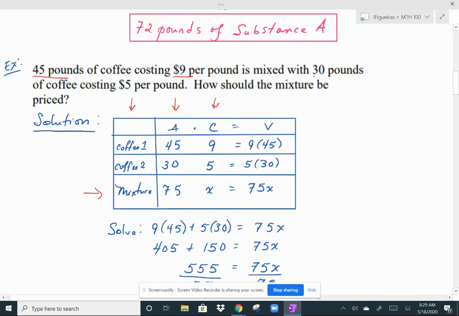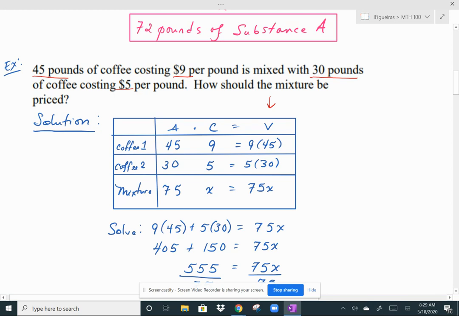And second coffee, we have 30 pounds of that costing $5. So that's the second row for coffee 2, your value is the product of the amount and the cost. So first, coffee 1 is 9 times 45. Coffee 2 is 5 times 30. And the mixture's value is 75 times X.